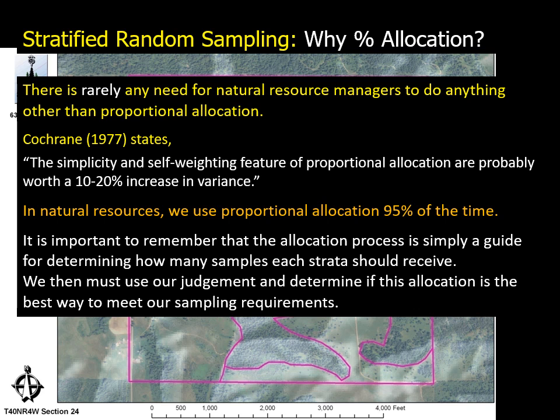When it comes down to it, though, in natural resource management, there is rarely a need to do anything other than proportional allocation. It has been said that the simplicity and self-weighting feature of proportional allocation are probably worth a 10 to 20% increase in variance. It is important to remember that the allocation process is simply a guide to determining how many samples each strata should receive. We must then use our judgment and determine if this allocation is the best way to meet our sampling requirements.